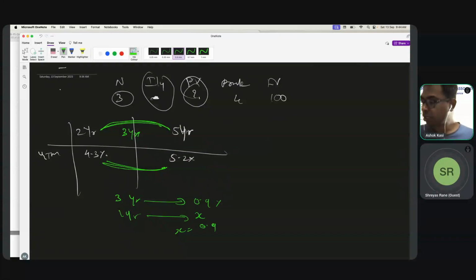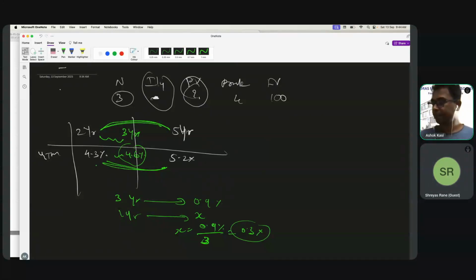Each year it will go up by what percentage? 0.9 percentage divided by 3, so 0.3 percentage. So each year it is increasing by 0.3. That means for the third year it will go to 4.3 plus 0.3, which is 4.6 percentage. And find out the present value now. Calculate.